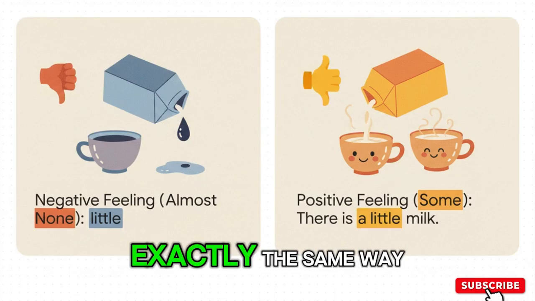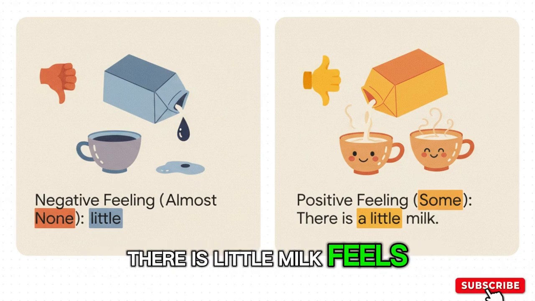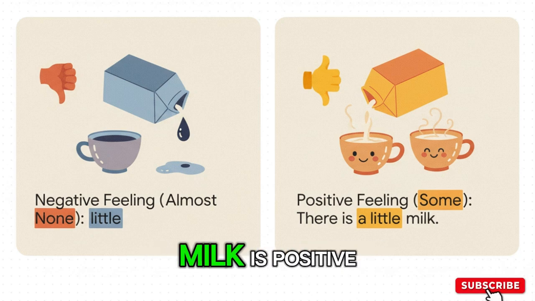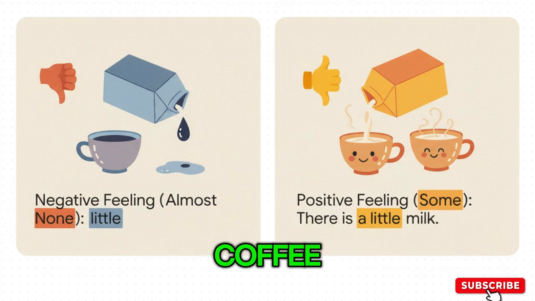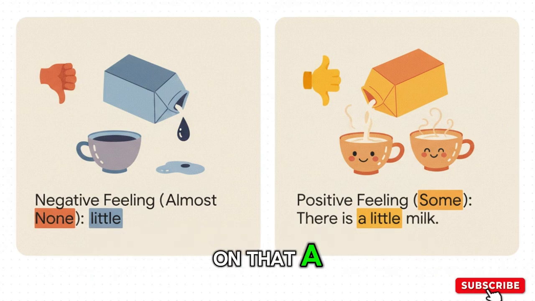And this works exactly the same way for our uncountable words. There is little milk, feels negative. It's a problem, we've basically run out. But there is a little milk is positive. Hey, great, we have some. Maybe not a lot, but it's enough for a coffee. Negative versus positive, all depending on that A.